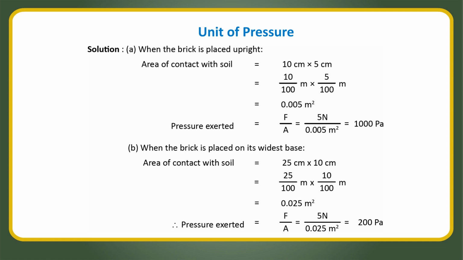Solution A. When the brick is placed upright, area of contact with soil equals 10 cm times 5 cm equals 10/100 m times 5/100 m equals 0.005 square meters. Pressure exerted equals F/A equals 5 N over 0.005 square meters equals 1000 pascals.